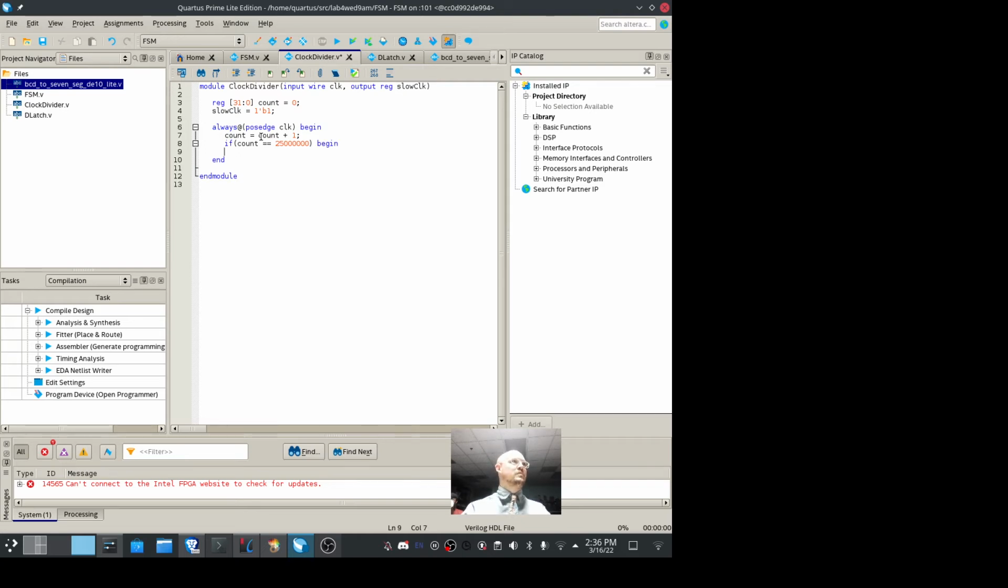Because it's a 32-bit register, it's going to interpret that decimal number as a 32-bit integer, and in this case, it's right. So if you're lazy, just make every reg a 32-bit one, even if you don't need it. Begin, we say slow clock is equal to not slow clock. We're just going to invert the clock. So if it was high, then it's low, then it's high, then it's low.